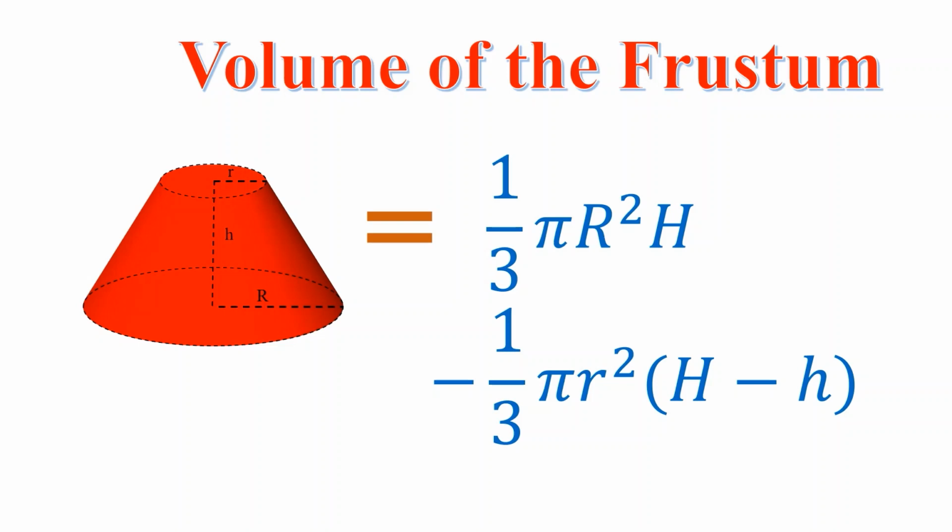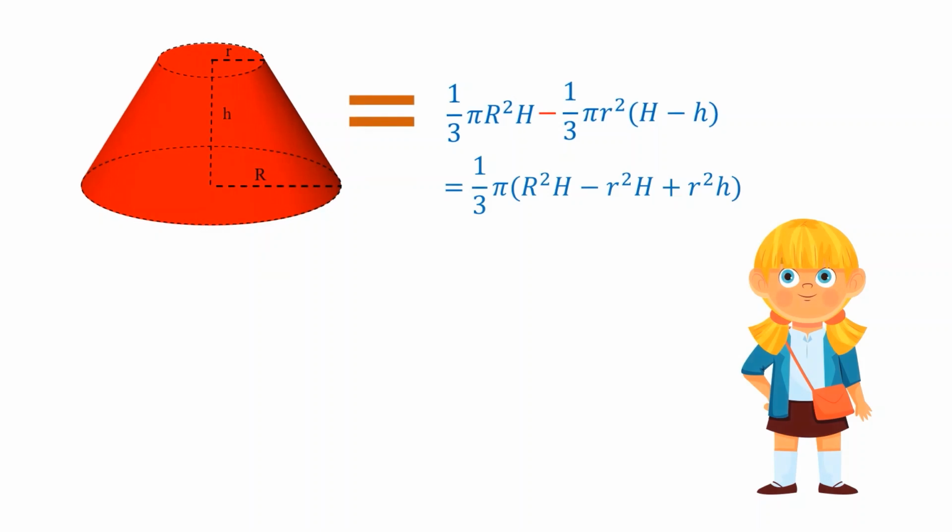Putting in the values, we get the volume of the frustum to be 1/3 π R² H − 1/3 π r² (H − h). Now we simplify this, and after simplification we get 1/3 π [R² H − r² H + r² h].